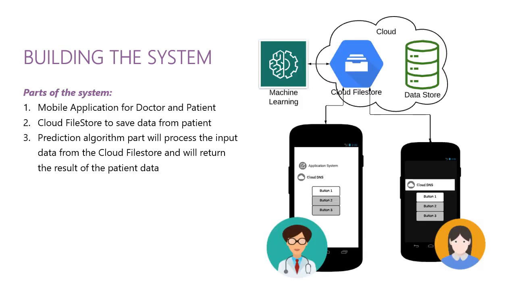So in building the system, it's composed of three parts: the mobile application for doctor and patient, the cloud file store or file database to save the data from the patient, and the prediction algorithm. The prediction algorithm part will process the input data from the cloud file store and will return the result of the patient, whether they are high risk or low risk pregnancy.